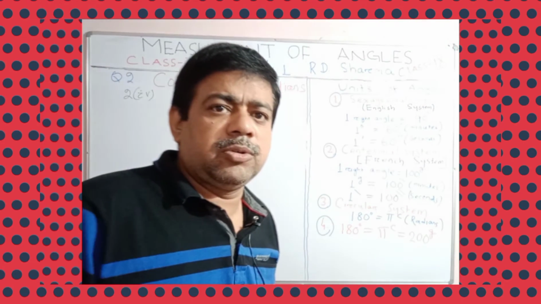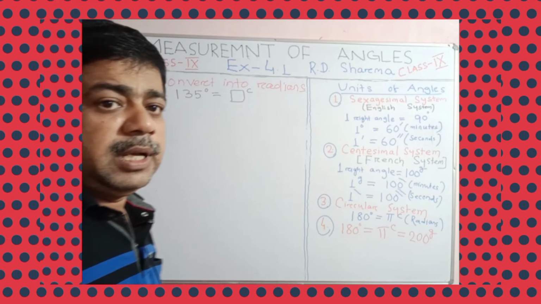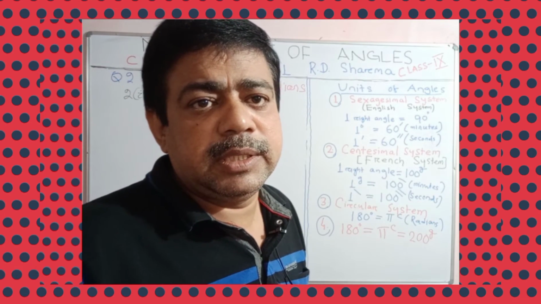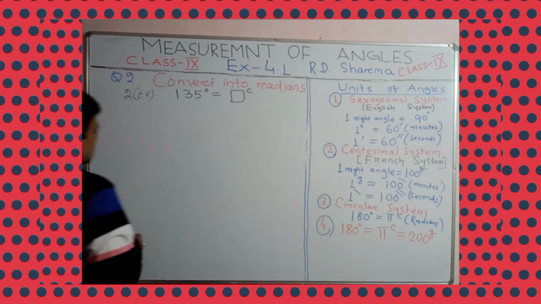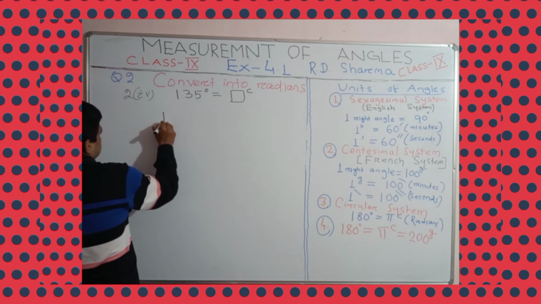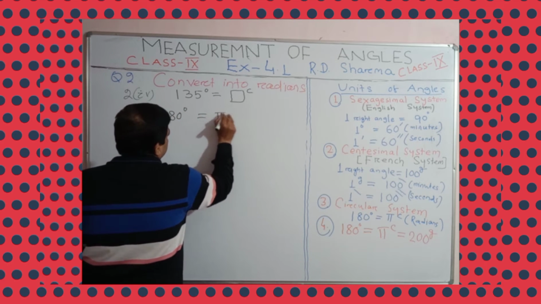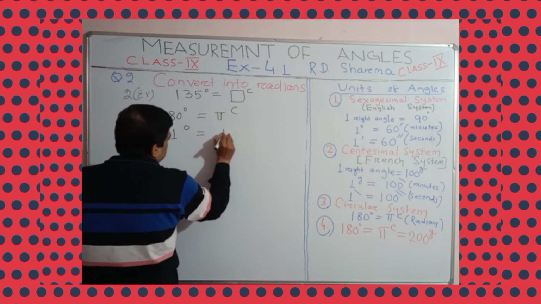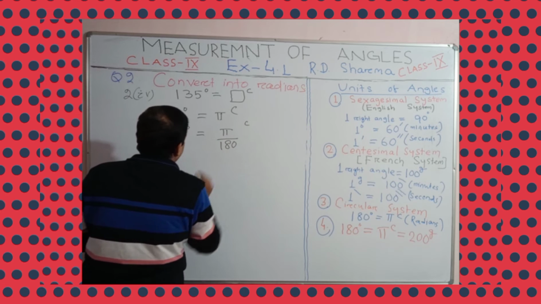Okay, question number 2, fourth bit. Question number 2, fourth bit we are discussing, and here the angle is given as 135 degree. 135 degree is equal to how much radian? Let's see. As per the relations, use the relation 180 degree is equal to pi radian. So 1 degree is equal to how much? Pi upon 180 radian.